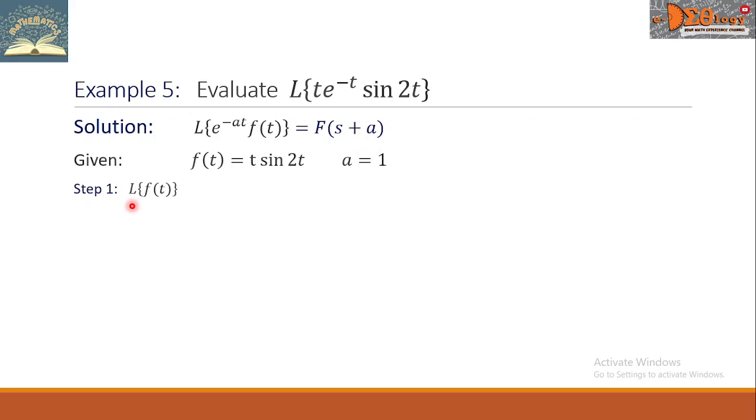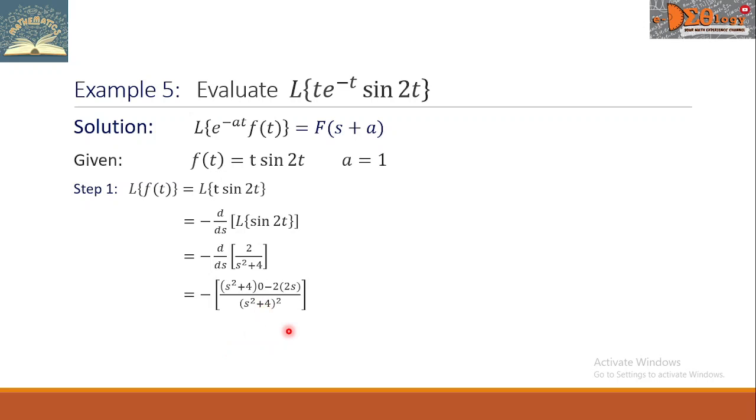Let's evaluate Laplace transform of f of t, and this is our function. We substitute it here. From our previous video, we have the property of Laplace transform, and this Laplace transform of t times sine 2t will be equal to negative of the derivative of Laplace transform of sine 2t. Then we evaluate this Laplace transform of sine 2t as 2 all over s squared plus 4. Then we take the derivative of this fraction. We can use our quotient rule of derivative. So it becomes like this.